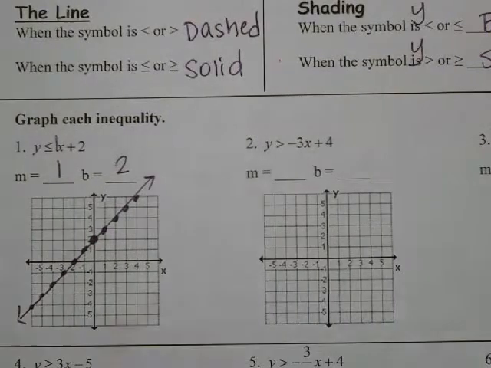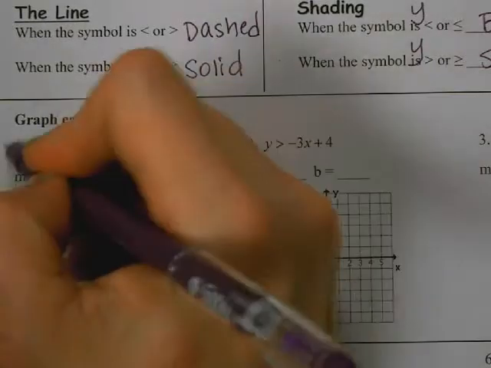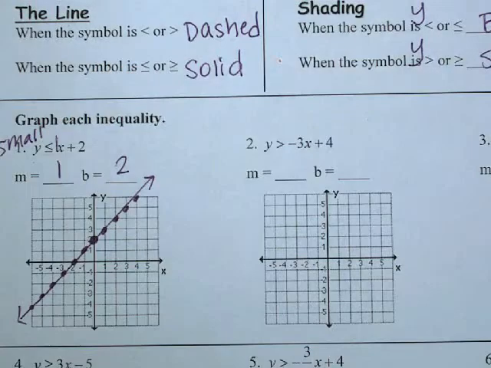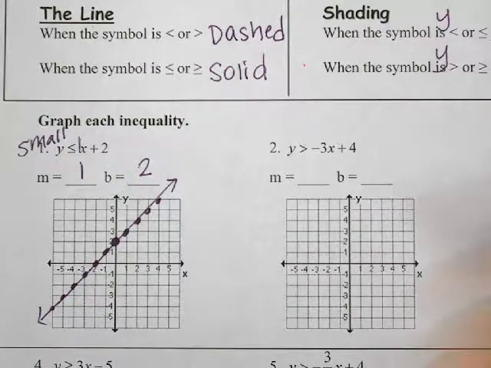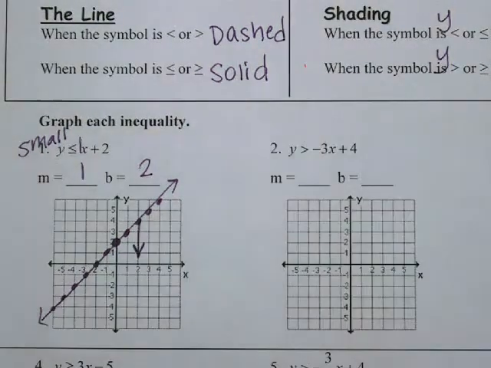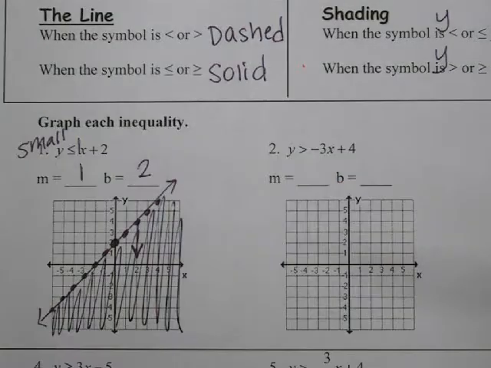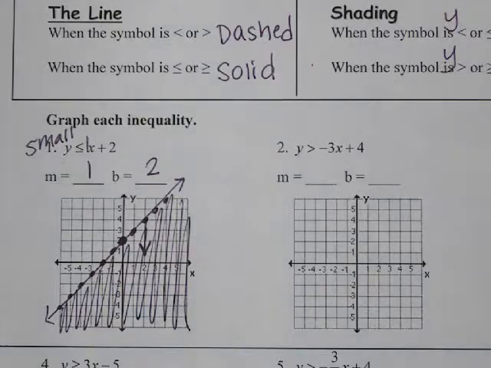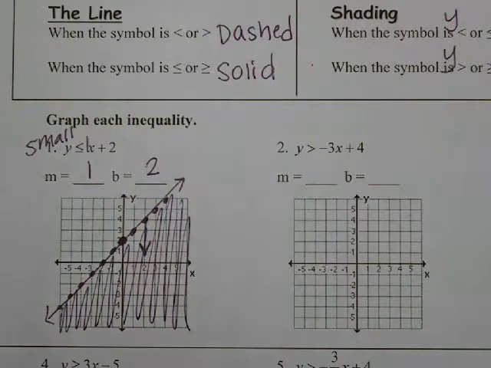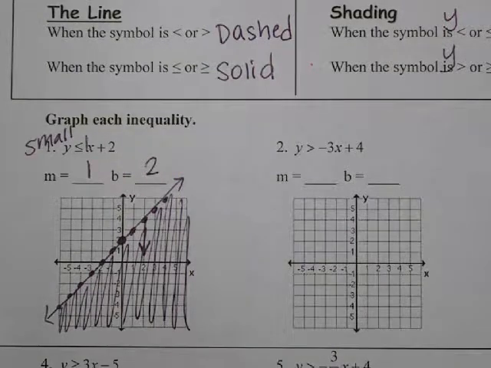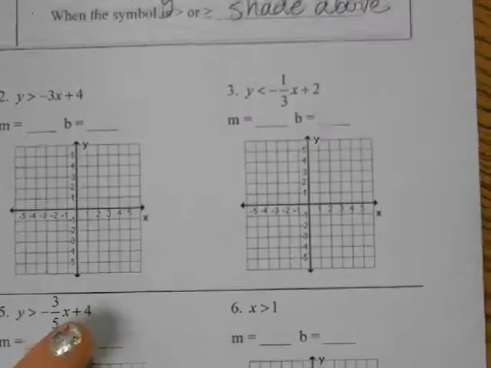And then we're going to say, do we shade above or below? So, is y on the small side or the big side? Right now, y is on the small side, so that means we're going to shade down. So remember, you draw an arrow from a dot, and you shade everything on that side of the line. And you're done. So it looks like it's a lot of work, but it's really not that much work. Okay? Alright, let's go ahead and look at number 3.